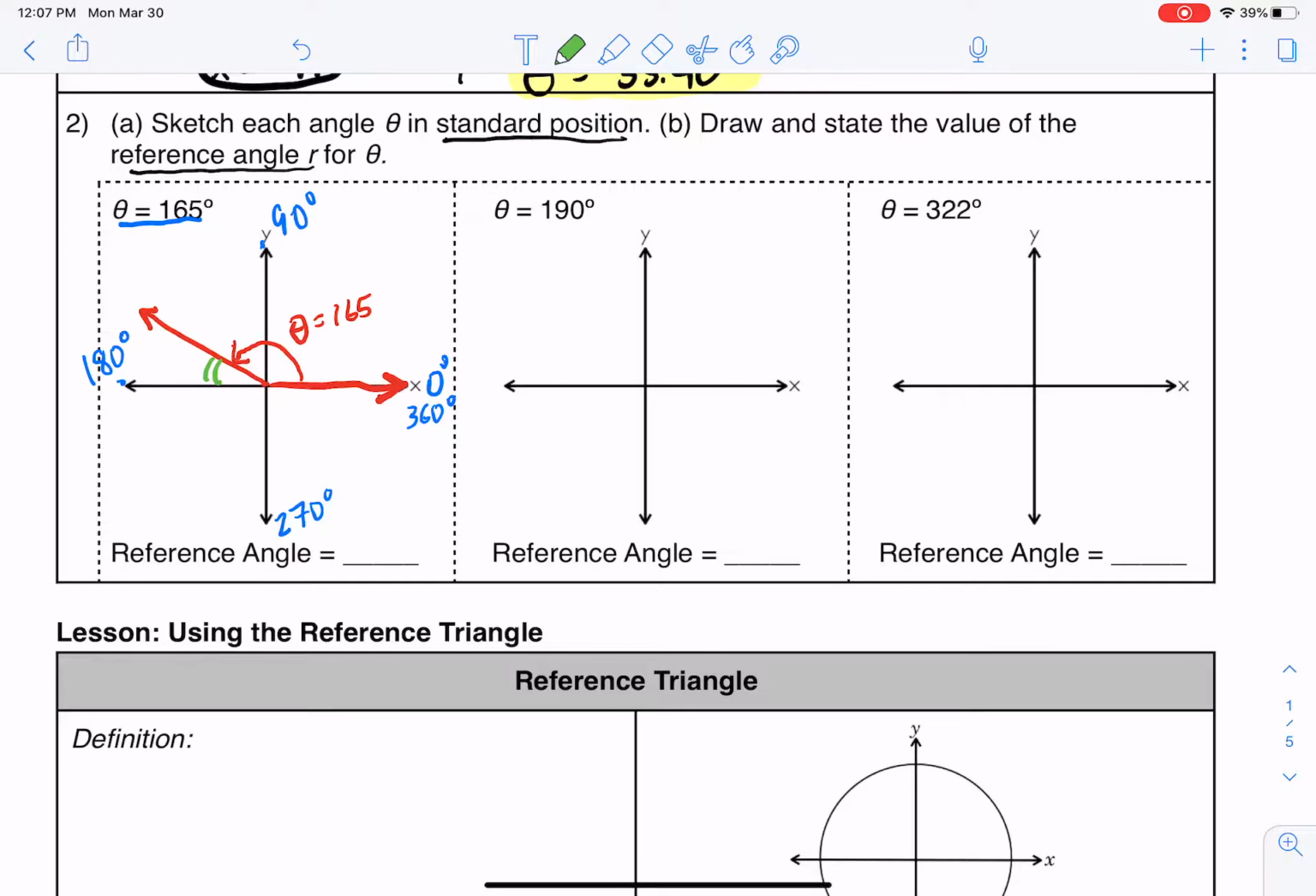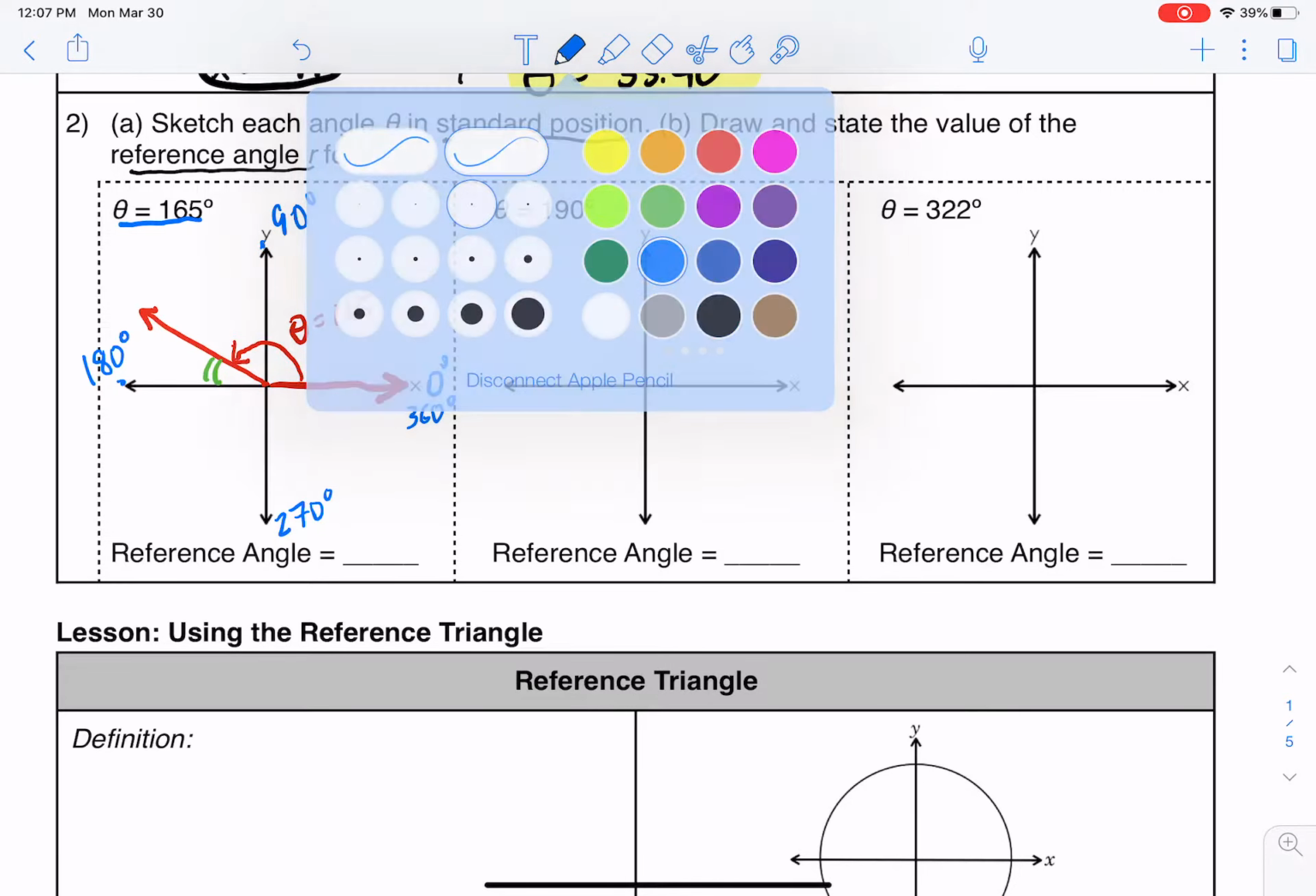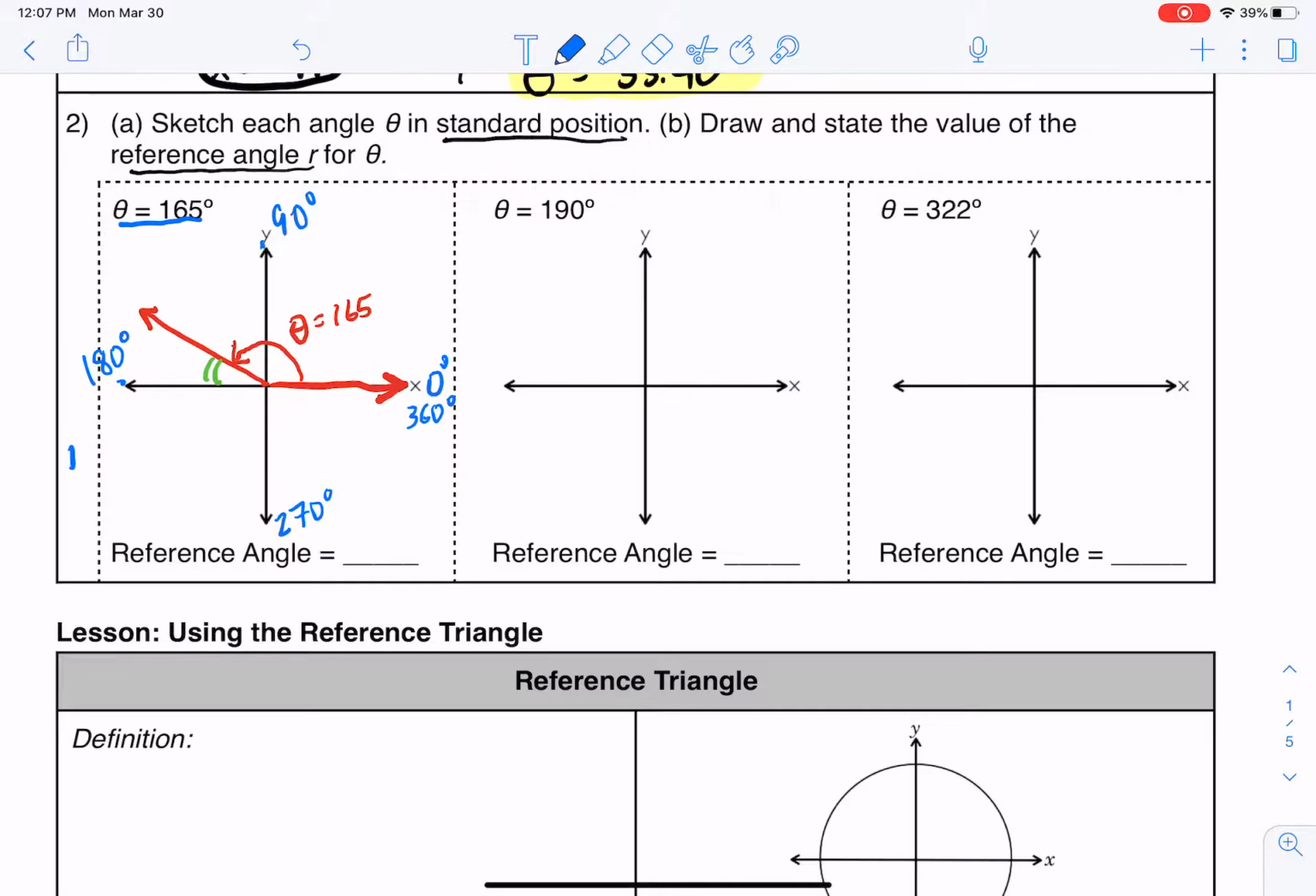Okay, to calculate it for this problem, we would just take 180 and subtract 165 from that. Okay, and we get a reference angle of 15. So there is that angle R. Make sure you indicate it with an R. And our reference angle here is 15 degrees.